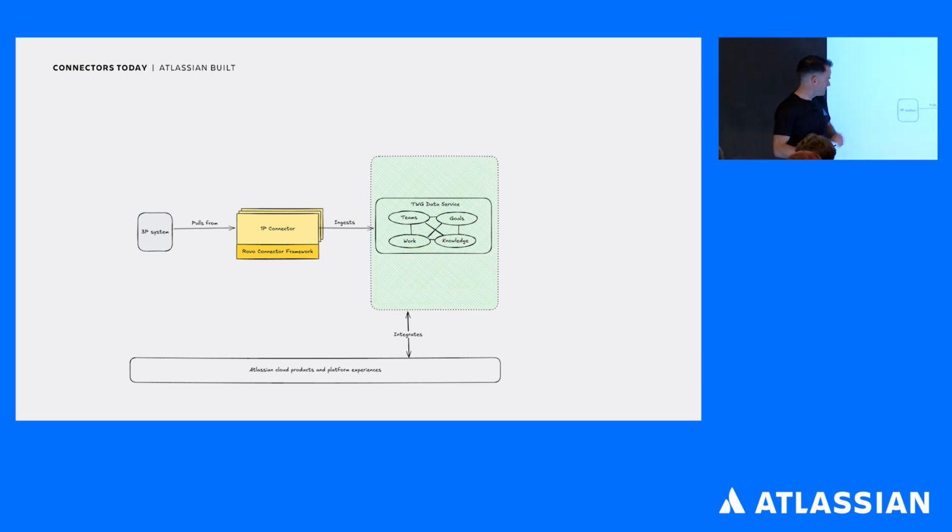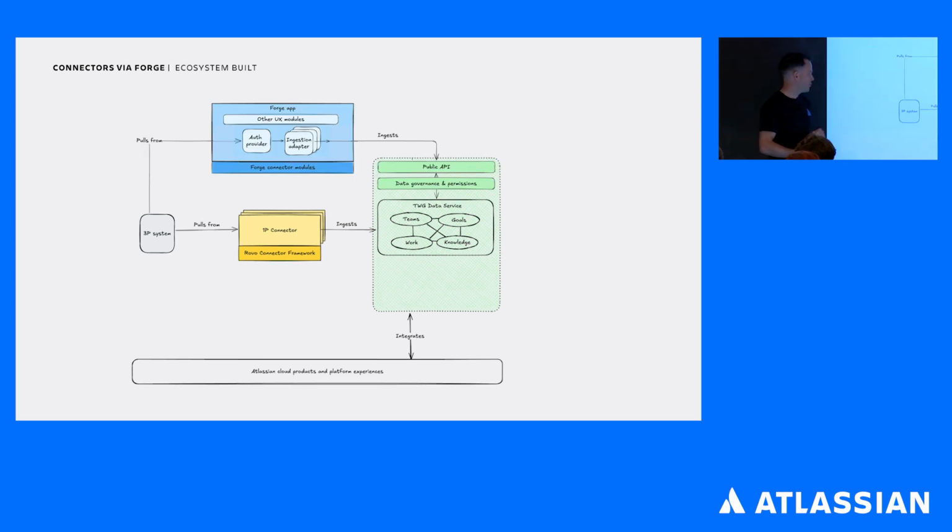And so you saw a prettier version of my diagram in the keynote. Sorry, you have to put up with this one. But we have these Atlassian-built connectors taking data from the third-party system, putting it into the graph. What we are adding is the ability to do that using Forge. And so you'll be able to define the auth provider, turn the data into the shape that we need, push that into the Teamwork Graph via, obviously, a level of data governance and permissions and things like that.